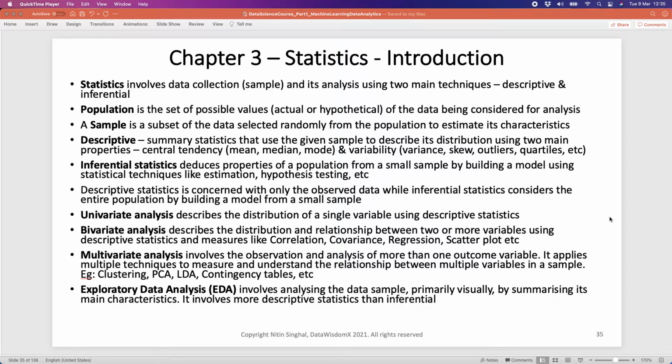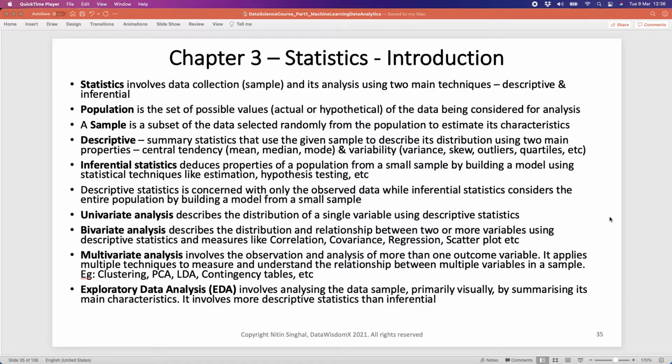Let's briefly look at what we'll cover as part of this statistics lecture series. We'll discuss what techniques are used in statistics, and then how you do the analysis. So let's see what statistics is. Well, it's the collection of data, which is called a sample, and then analyzing that data using the different techniques. So you need to know what a population and a sample are. The population is the set of all possible values of the data you're considering for analysis.